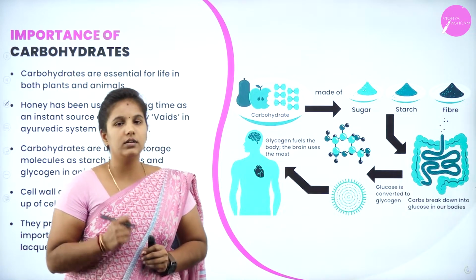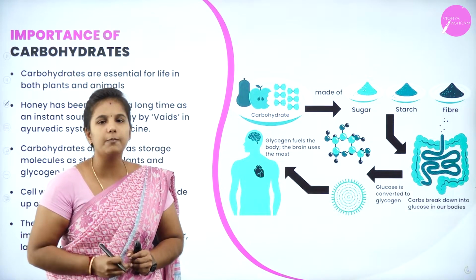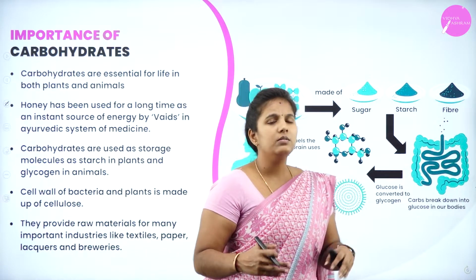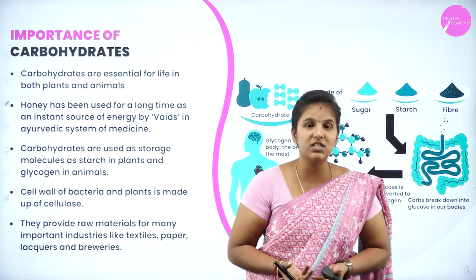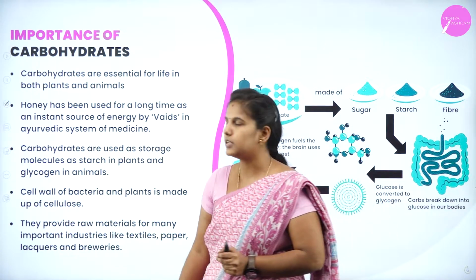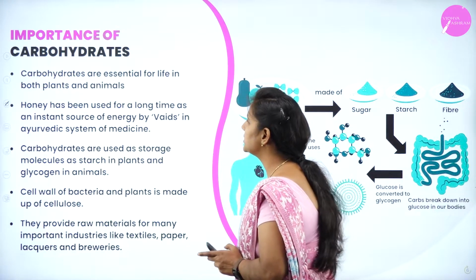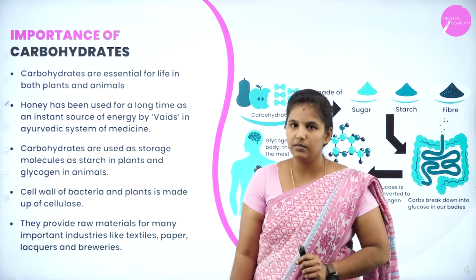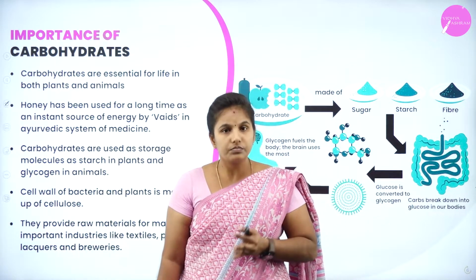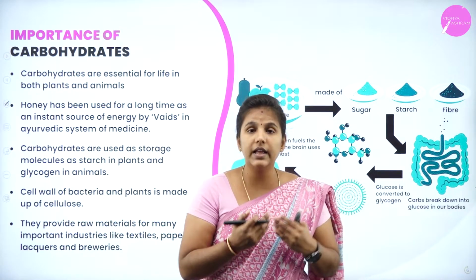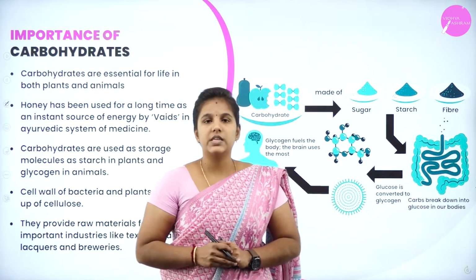Already we have learned that carbohydrates are very important for human life. Is it right? They play a very important role by providing the energy to do all the work in our daily life. Let's see the importance now. The first importance says that carbohydrate is essential for both plants and animals. Is it right? In order to cover each cell, we need a cell wall. In the plant cell, that itself is made up of cellulose.